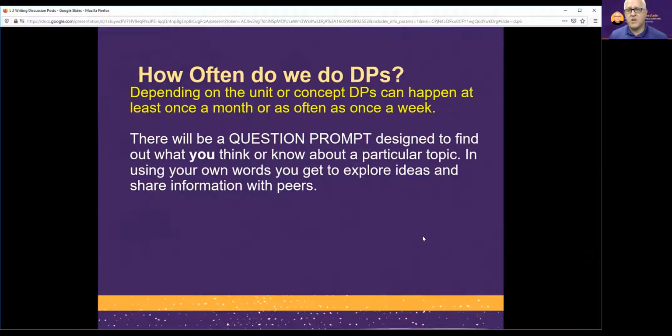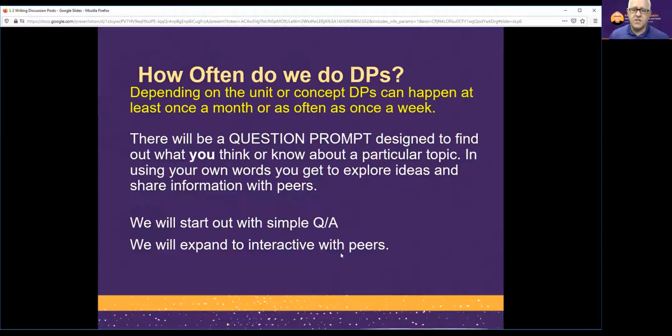There will be a question prompt designed to find out what you think or know about a particular topic. In using your own words, you get to explore ideas and share information with peers. And we're going to start you out with a simple QA for this first assignment. Now, it's important that even though it's your own words, you're also using the proper language from that particular topic. You have to use the vocabulary and the language in that topic that helps demonstrate what you know about that topic.